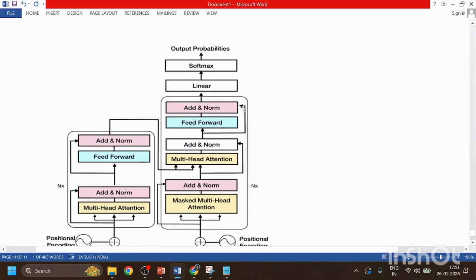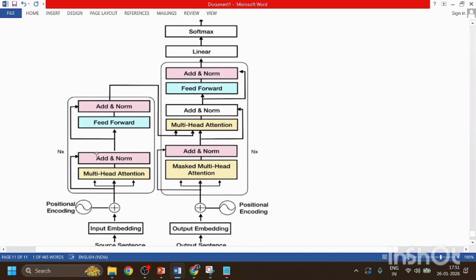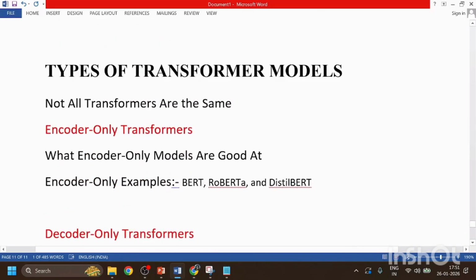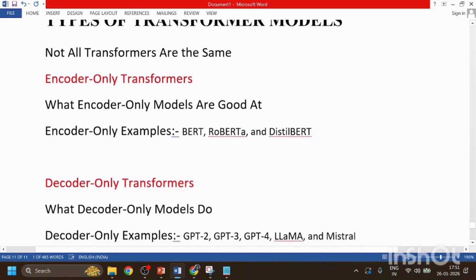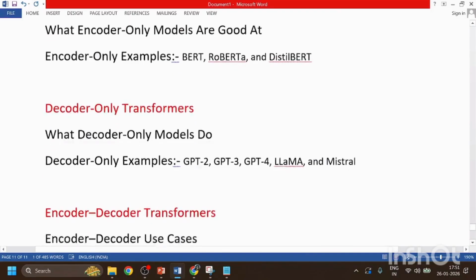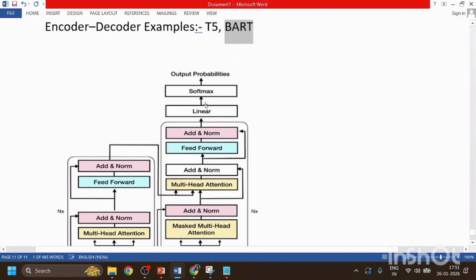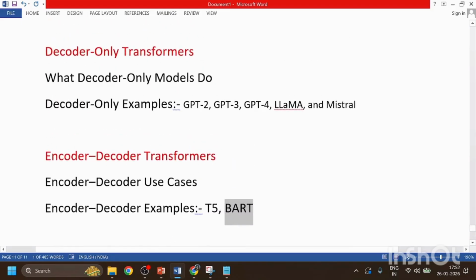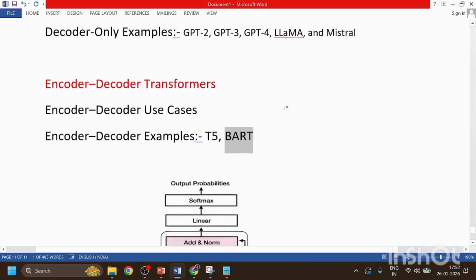I'm going to summarize again. Encoder-only models are used for understanding. This part is used for understanding. These models are BERT, RoBERTa, DistilBERT. And decoder models are used for generation. This part is used for generation. Decoder-only models are GPT-3, GPT, LLaMA, GPT-4, GPT-2, GPT-3, and Mistral.